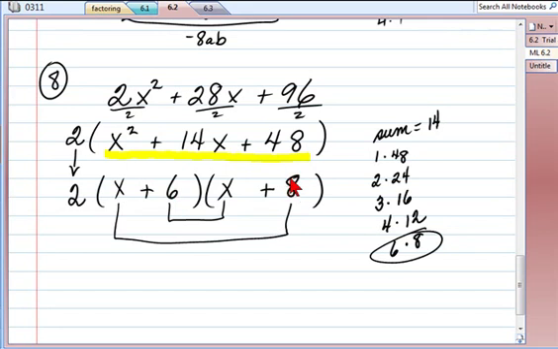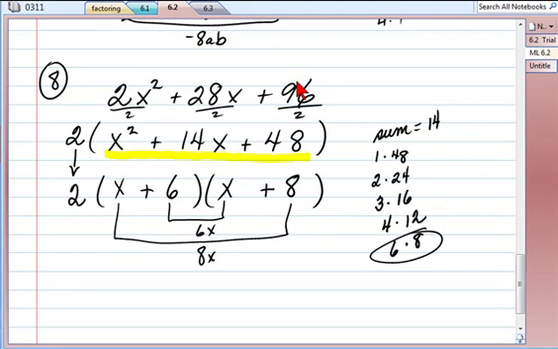6 and 8. Now, to check this problem fully, it would take 2 steps to check it. First of all, I would check with FOIL. X times x is x squared. The outer product is 8x. The inner product is 6x. Those add up to be 14x. And the product of the last is 48. To fully check it, then I would distribute 2 and get 2x squared, 2 times 14x, 28x, 2 times 48, 96. It took 2 steps to factor it. It would take 2 steps to check it, if you were so inclined to check it.